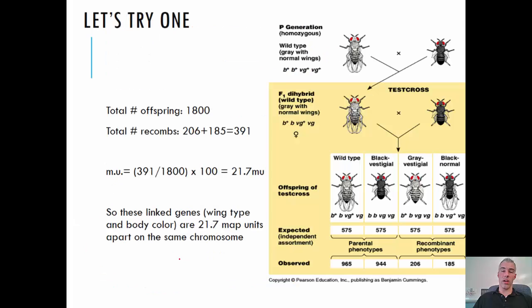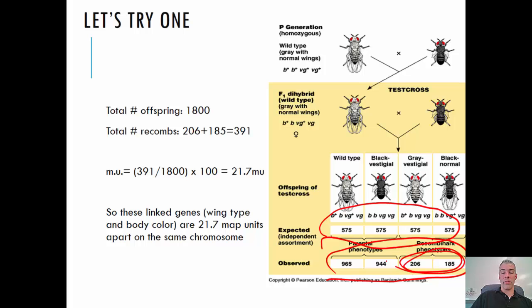So let's use the Morgan example to try to determine the approximate distance apart that these genes are. Okay, so we add all of these offspring together, right? They should be the same number, and we get 1,800. The total number of recombinants, 206 plus 185, which is found right down here. We add them together, we get 391.